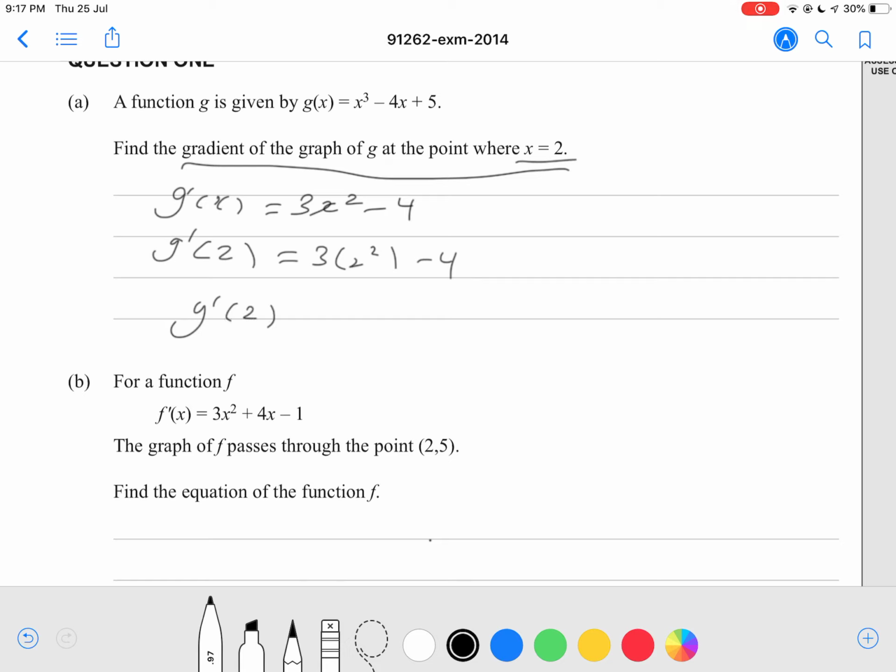G dash of 2 therefore equals 2 squared is 4, 4 times 3 is 12, 12 minus 4, which is 8. So 8 should be your final answer there. And this is just simply an achieved question there.